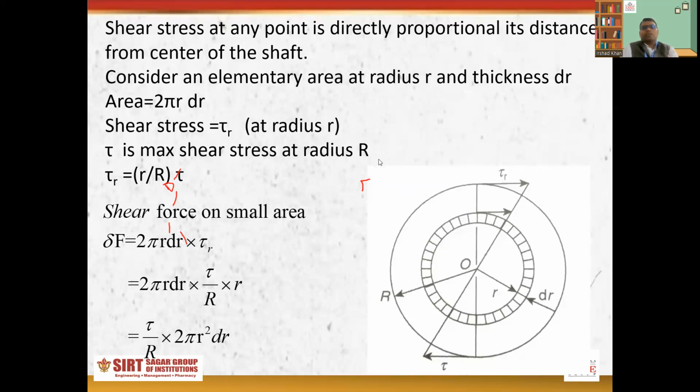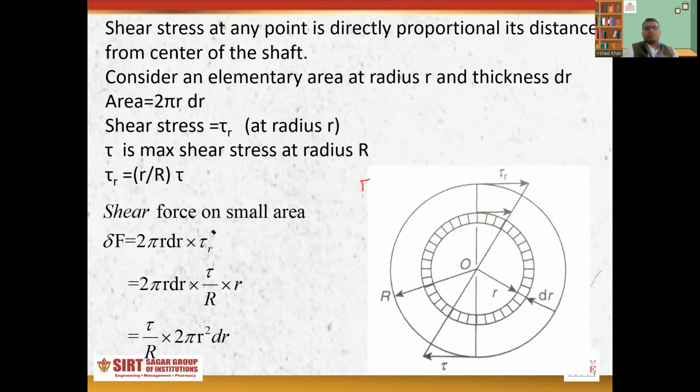We already explained that. So what will be tau r in terms of tau? It can be small r upon capital R into tau. This is simple, because both are proportional, so we can write it like this. The shear force on this small ring, small area, is 2 pi r dr into tau r. Then put the value of tau r here, so it becomes tau upon R into 2 pi r square dr.